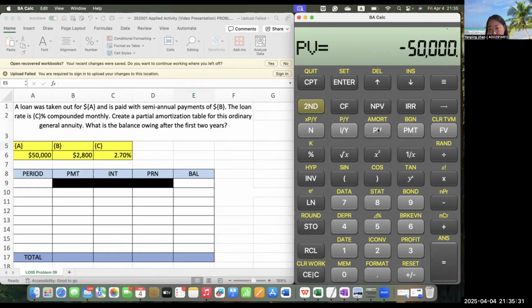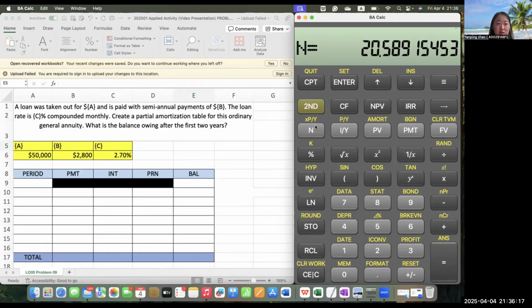Negative PV, FV 0, IY is 2.7, PY is 2, and remember we always put the PY first. CY is 12, and we need to exit the menu. PMT is 2800. We need to figure out the N.